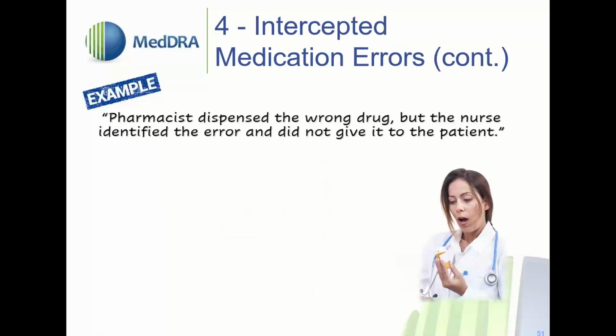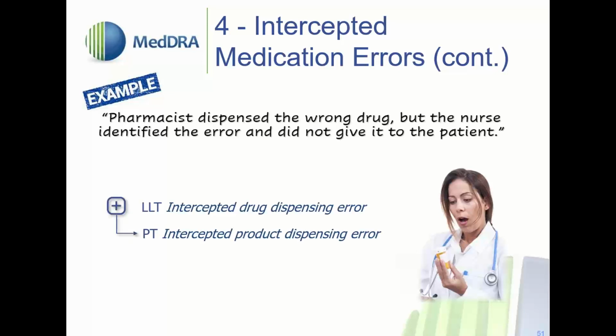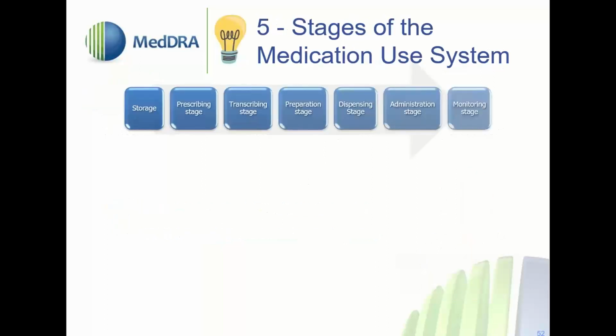So meaning that when it's reported that a pharmacist dispensed the wrong drug, but the nurse identified the error before giving it to the patient, we should select the LLT intercepted drug dispensing error under the PT intercepted product dispensing error, capturing the stage where the error actually occurred. We would not code to the LLT intercepted administration error because the nurse did nothing wrong, right? The error occurred at the dispensing stage, and it was never administered. So it was caught beforehand.